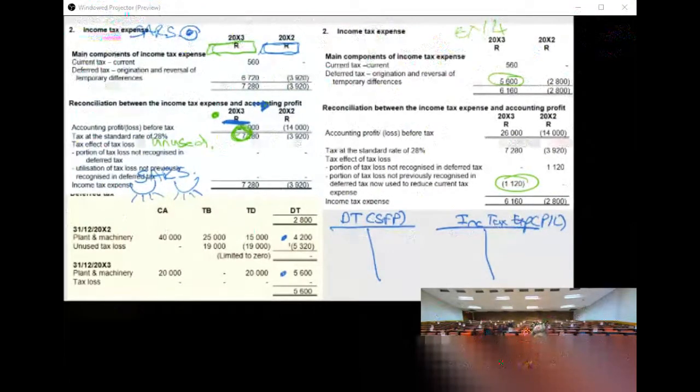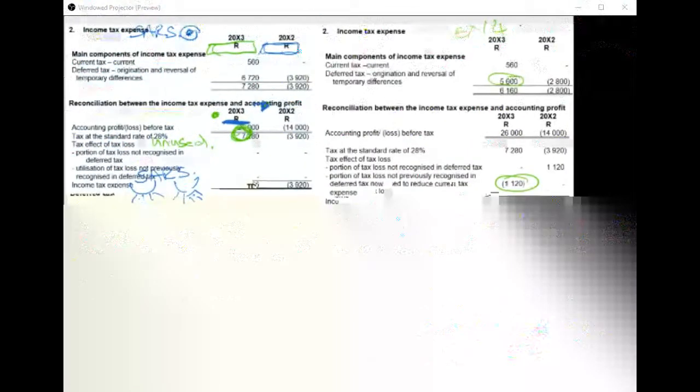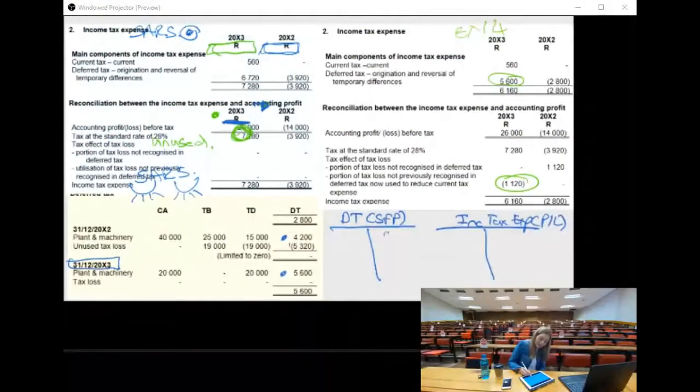Okay, so our opening balance for deferred tax now, so now we're looking at the 20x3 year. Our opening balance there would have been 0. Now this 0 opening balance actually consists of a 4,200 liability because from my plant and machinery, I'll just say PPE to make it shorter.